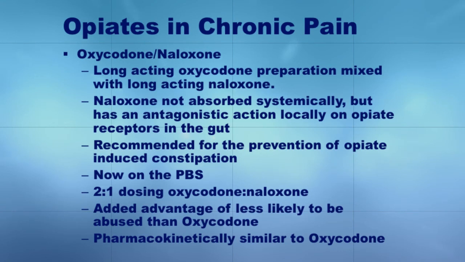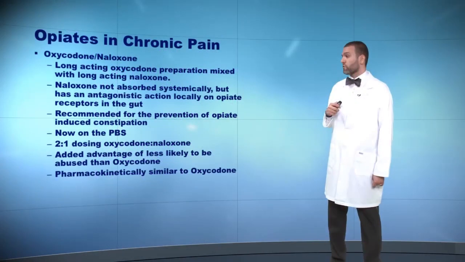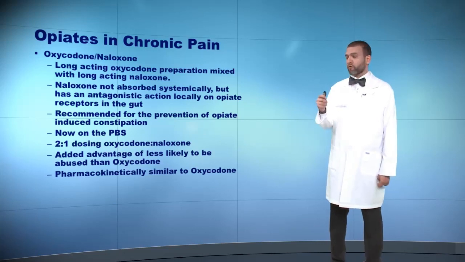The dosing is 2:1 oxycodone to naloxone. The advantage is that it is less likely to be abused than oxycodone or slow-release oxycodone. It is pharmacokinetically similar to oxycodone or slow-release oxycodone.